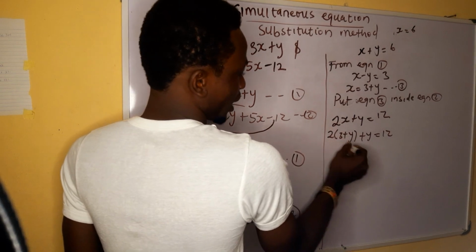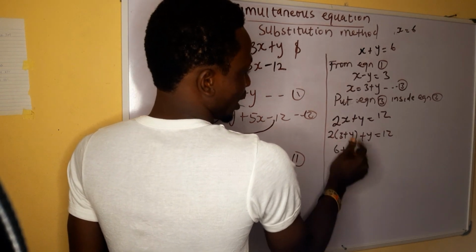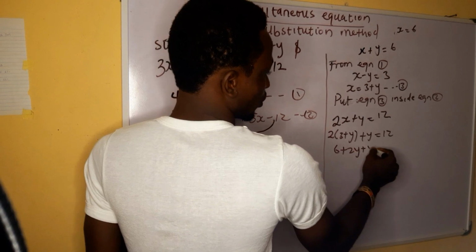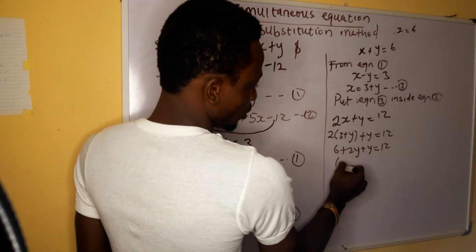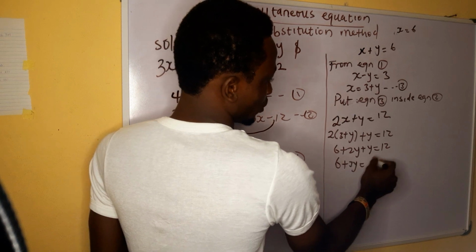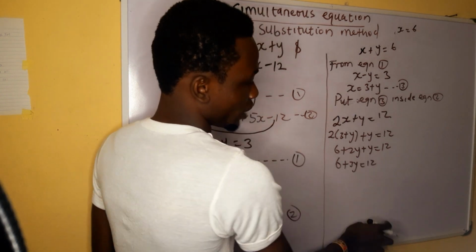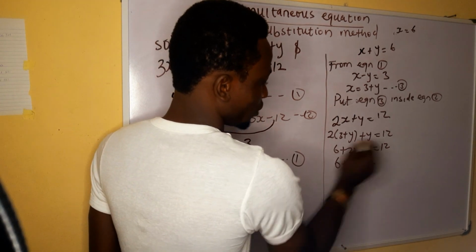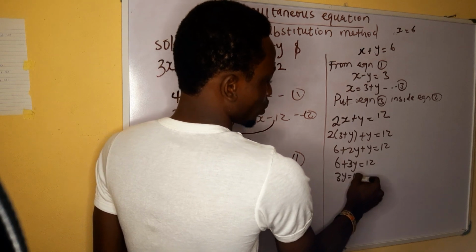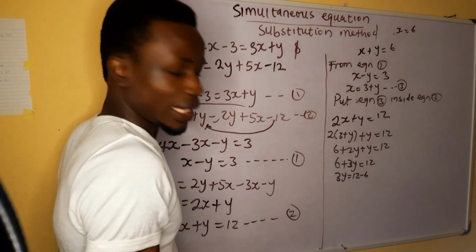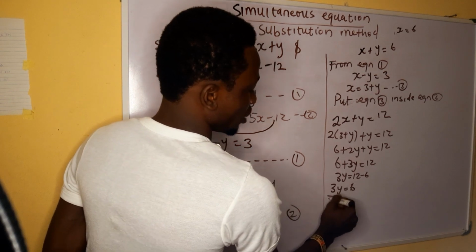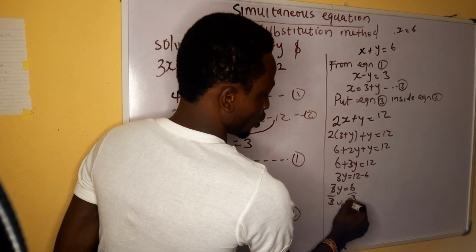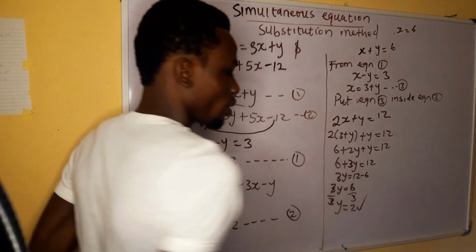2 times 3 is 6. 2 times y is 2y plus y is equals to 12. Now if I solve this, it's going to give me 6 plus 3y is equals to 12. Now move 6 over, that is collecting like terms. Move 6 over here, you have that 3y is equals to 12 minus 6. If you have solved that, you're going to have 3y is equals to 6. Dividing through by 3, you have that your y is equals to 2.